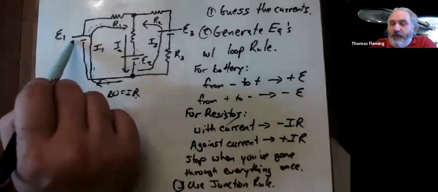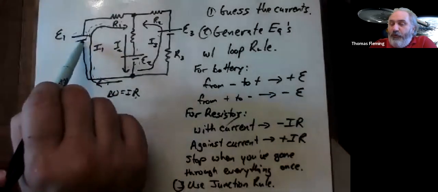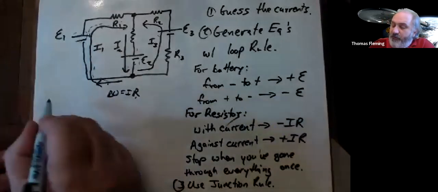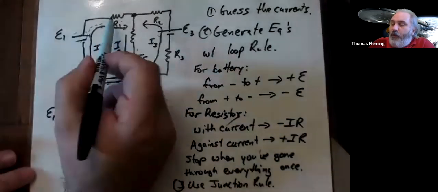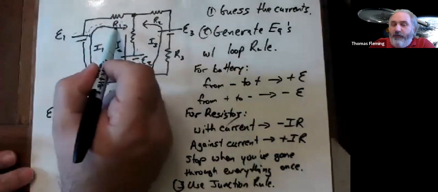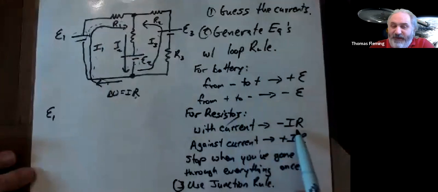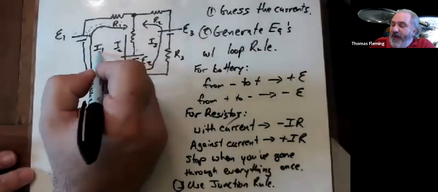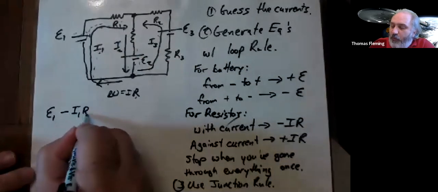So nothing, nothing, nothing, nothing, nothing, nothing. Okay, now I'm crossing battery 1. I'm going from the negative terminal to the positive terminal, so it's a plus. So it's positive EMF 1. Now I'm going to go across resistor 1. Now I'm going with the current, and with the current is negative. Well, which current is it? Right now it's I1 in this section. So minus I1 times R1.